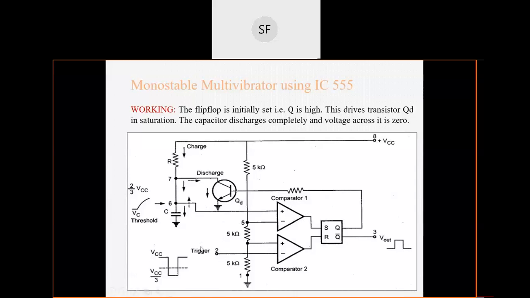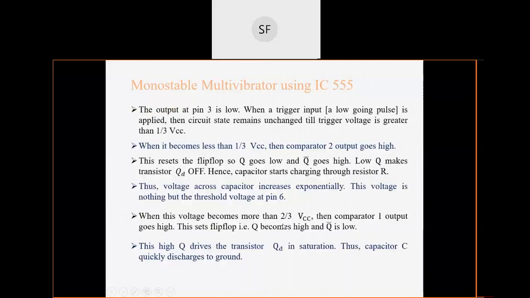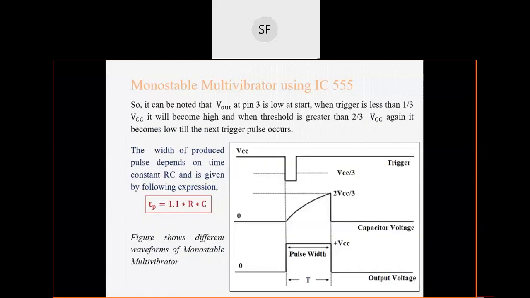So this is the complete working of your monostable multivibrator using IC555. These waveforms are very important. So this first waveform is nothing but a trigger waveform. You can observe this is very narrow trigger is applied. Now second waveform is capacitor voltage waveform. You can observe the capacitor voltage, that is voltage across capacitor, is varying from 0 to 2 by 3 VCC. Now from 0 it is varying up to 2 by 3 VCC.